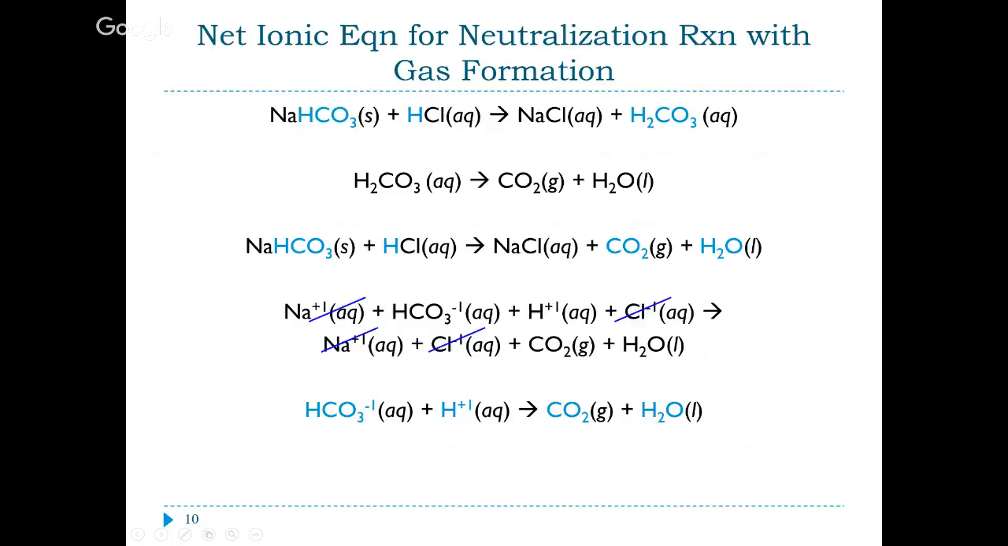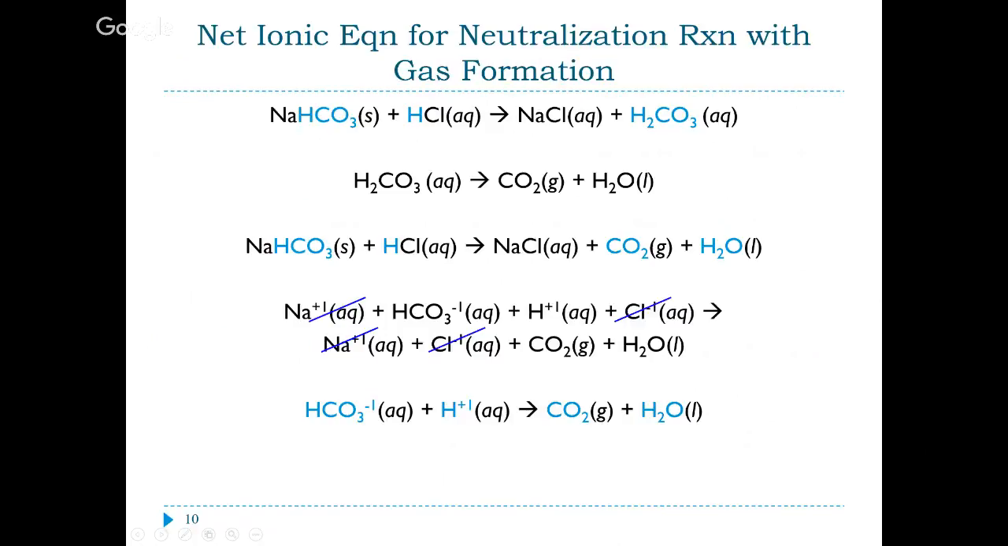Then we look at this equation again and separate things respectively. We have one Na, our bicarbonate ion with a -1 charge, one proton, and one chloride ion. That's our reactants. Sodium chloride can dissociate, which is why it's labeled aqueous, into sodium ions and chloride ions. We form carbon dioxide as a gas, so we cannot separate that, and we form water as a liquid.